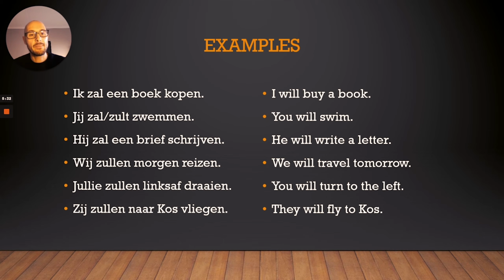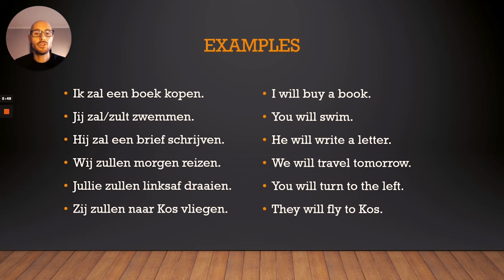Jij zal zwemmen. Jij zult zwemmen. As you can see, both are correct. You will swim. Hij zal een brief schrijven. He will write a letter. As you can see, schrijven, that will be your infinitive. So again, we put it at the end.